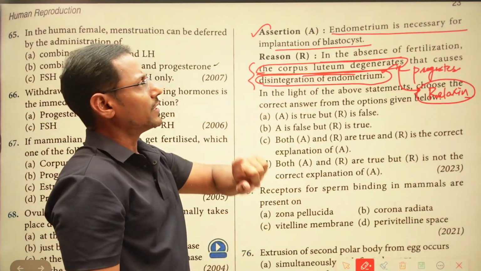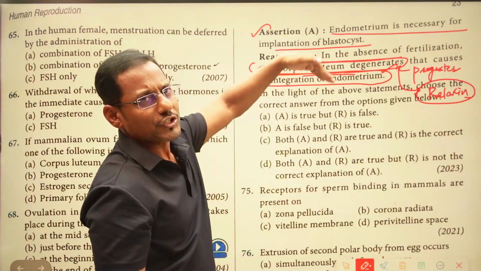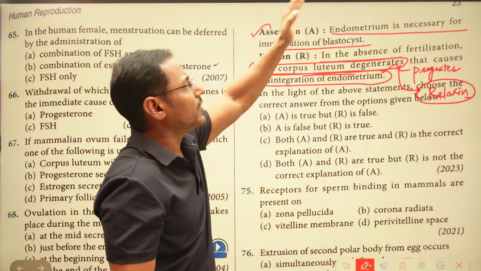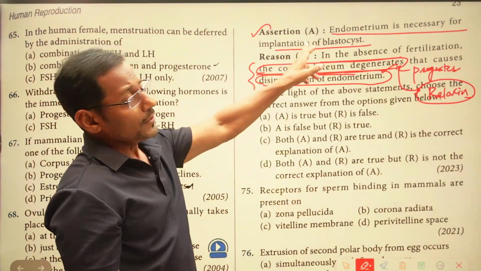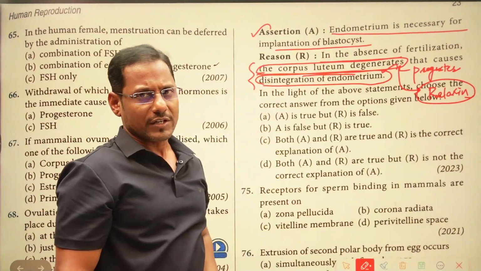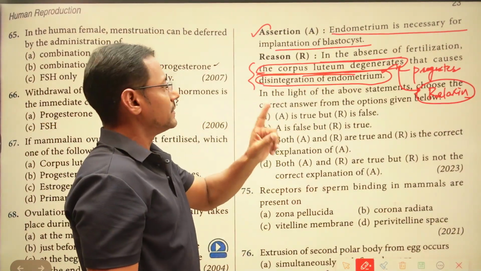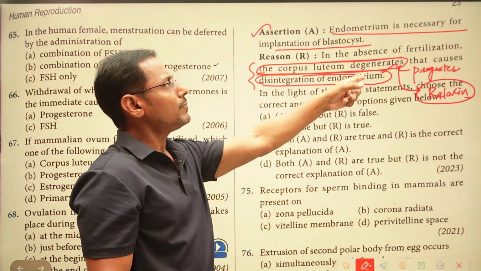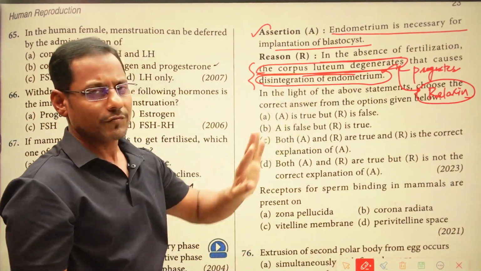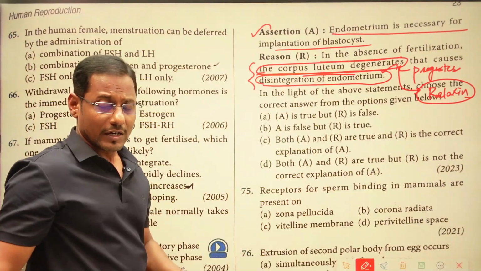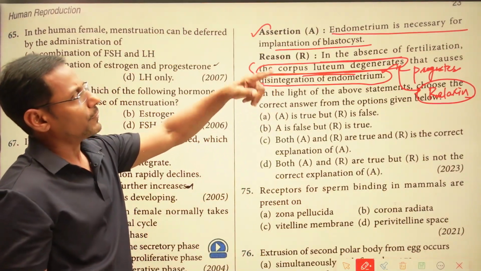And in the absence of fertilization, it is a continuation, the continuous statement for this one. If the fertilization occurs, this happens. If the fertilization doesn't take place, the corpus luteum degenerates. That causes disintegration of the endometrium. So this is the right one, and this is the correct explanation for the assertion.